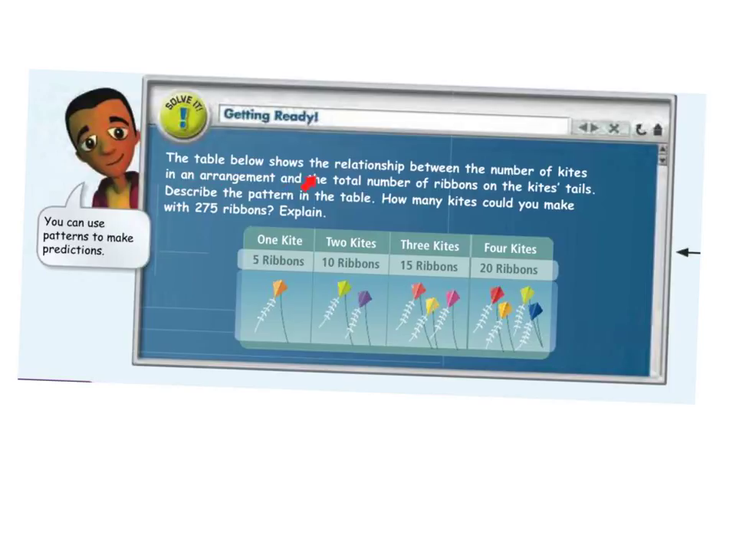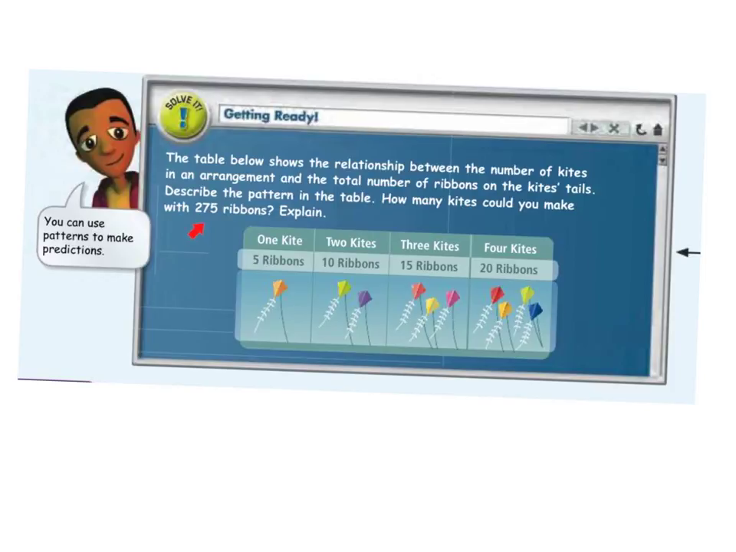So the table below shows the relationship between the number of kites in an arrangement and the total number of ribbons on the kite's tail. Describe the pattern in the table. How many kites could you make with 275 ribbons, and explain? So one kite uses 5, right? So 2 uses 10. We're talking about the ribbons on the tails here. You can count them 1, 2, 3, 4, 5. 3 is 15. 4 kites is 20.